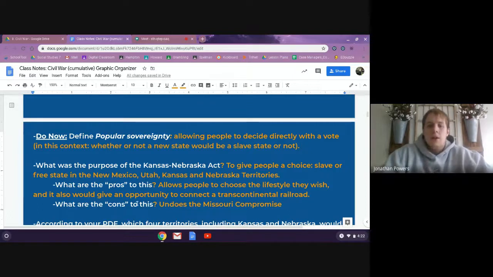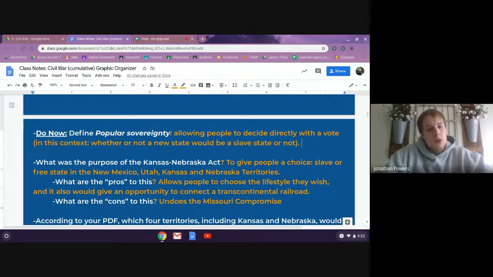So what are the cons? What are the negatives to the Kansas-Nebraska Act in 1854? It's going to totally undo the Missouri Compromise. If you remember from the last lesson and back when we were in school, the Missouri Compromise said that states north of the 36°30′ parallel would be open to being free states and just free states, and south of that would be open to being slave states if that's what they chose to do. Now what we're going to see is that that's going to be totally undone.